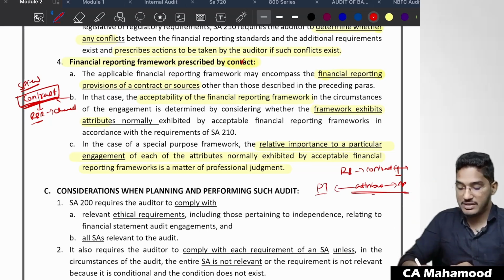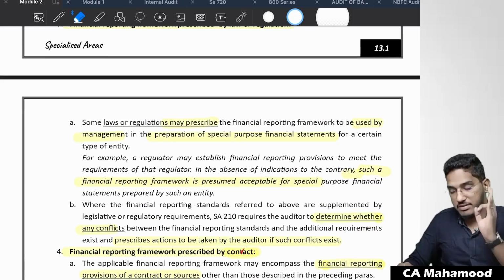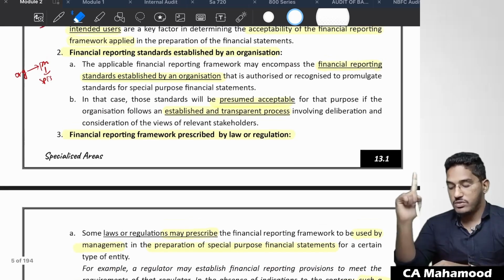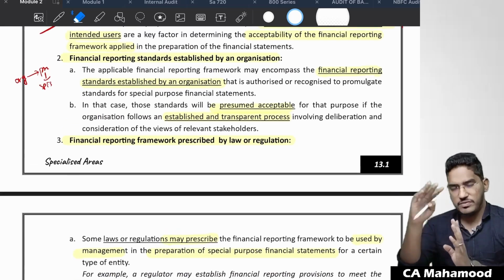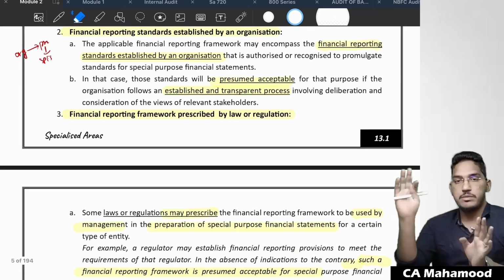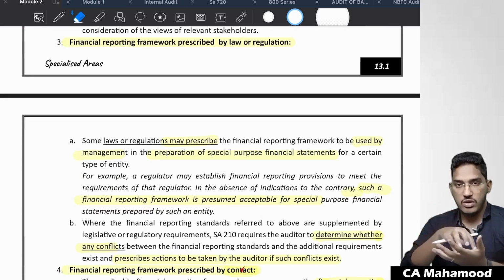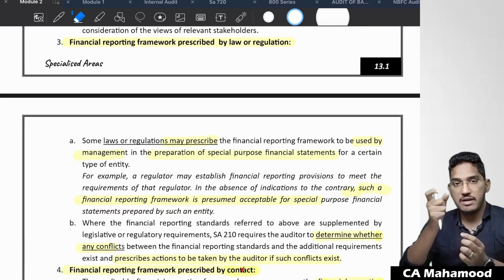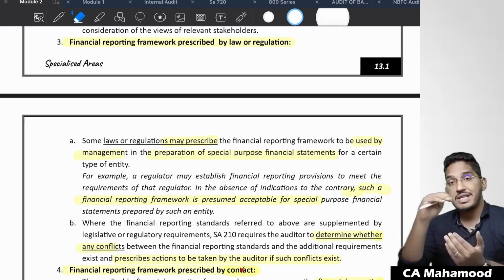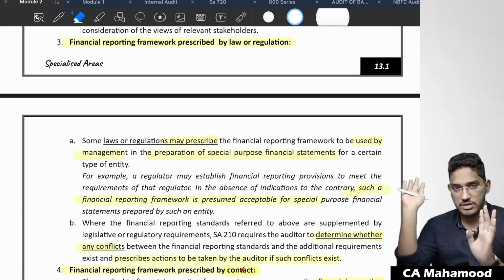So guys, are you able to understand the connectivity here? They are telling three cases. Your financial reporting framework in the case of special purpose financial statements might come from three sources. First, it might be given by some organization, then it is generally assumed to be acceptable. Sometimes it will be given under law or regulation, then also we deem it acceptable. Sometimes it will be given in other sources like a contract. Then we need to check whether whatever rules are given under that contract have similar attributes which we generally expect in an applicable financial reporting framework. Sir, which attributes? That depends on professional judgment.